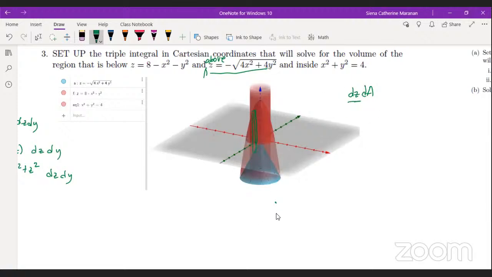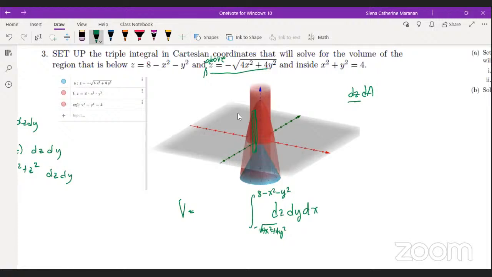And then, for the bounds, ang gawin na natin ay dz, dy, dx. Okay. So, from here, kita natin na yung rectangular prism natin dito is mula dun sa cone, which is this one. Okay? And then, up to the paraboloid na z equals 8 minus x squared minus y squared. Okay? So, yung ating volume sa umpisa, o sa inner integral, we have from negative square root of 4x squared plus 4y squared up to 8 minus x squared minus y squared.